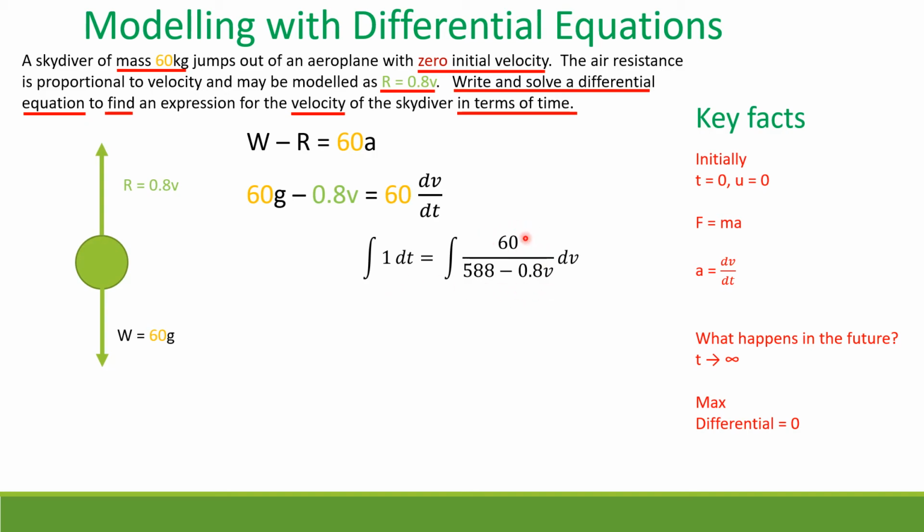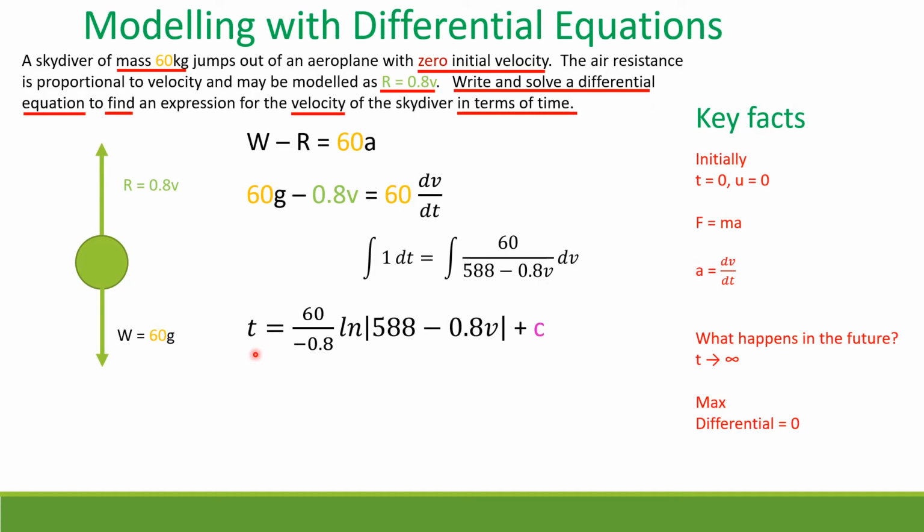We could think of 60 as being a constant, and that could come outside the front of the integral sign. So I've got 60 times 1 over 588 minus 0.8v. Now, when you've got to integrate 1 over a function, we're going to be using the ln function or log. So I've got ln of 588 minus 0.8v. I've then also got to divide by the differential of the whole of this denominator, and the whole of the denominator differentiated will just give me minus 0.8.